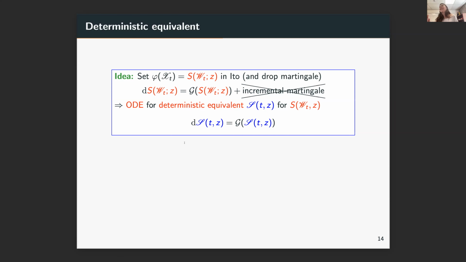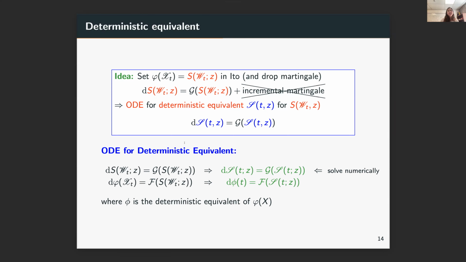And this actually works. You can prove this is what's going on. So you just say the deterministic thing for S is just dS equal to G of S. It's the solution to that ODE. And then you get everything. So you get that dS is G of S. That's sort of what you get from Ito calculus. You just replace the S with whatever the solution should be.